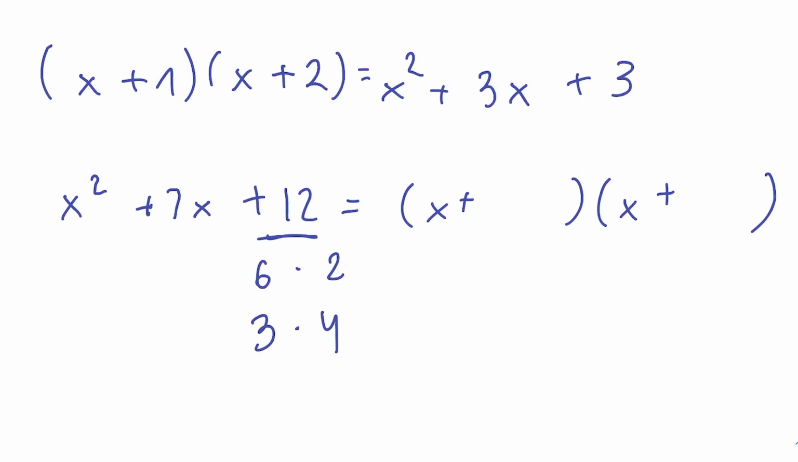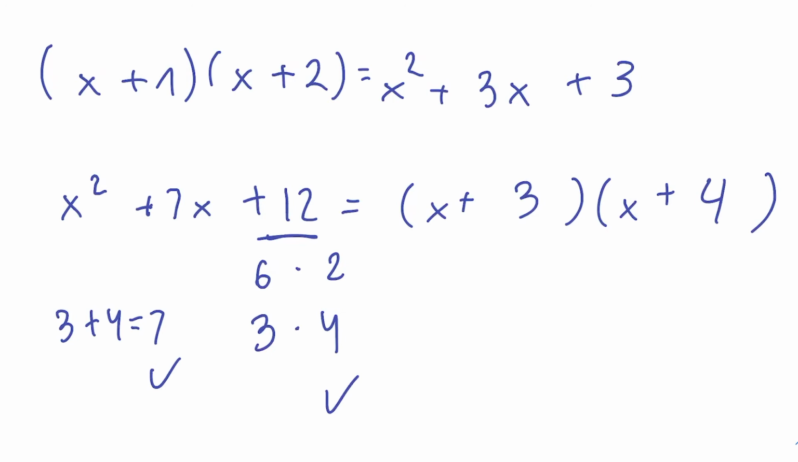Now 3 times 4 is 12, and 3 plus 4 is 7. So that will work. So that will be x plus 3 times x plus 4. And what's really cool about these is that you can check them. You can just simply FOIL them out and see if that works.